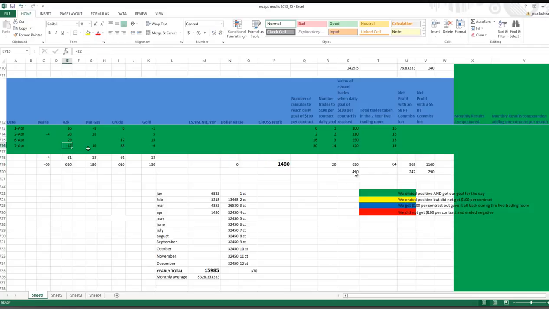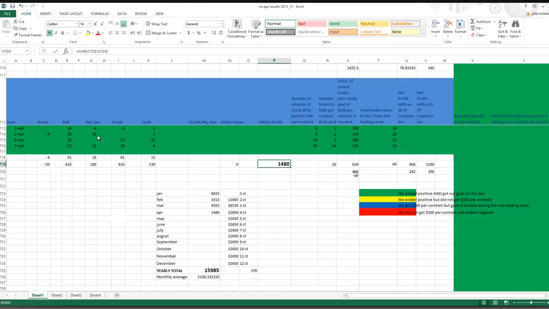So on the day, we lost 12 on the Russell, we made 10 on gas, we made 38 on crude, and we lost 6 on gold. So that is 18, that's $300 a contract we made. It took us 50 minutes and 14 trades to get to our goal for the day. The goal is always $100 a contract, but when we closed out the trade, we were up 120. Took a total of 19 trades today.